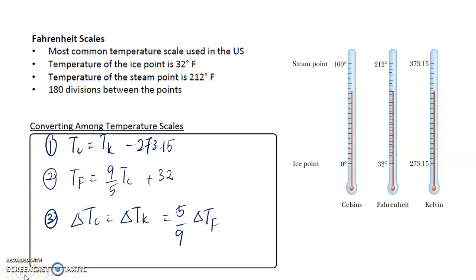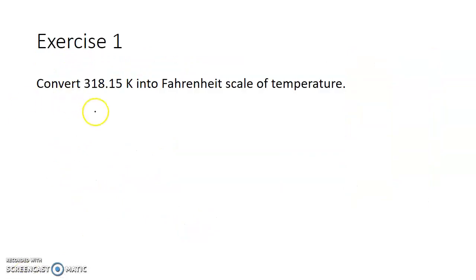Let's take a look at an example. Convert 318.15 Kelvin into the Fahrenheit scale of temperature. To do that, we firstly need to convert this Kelvin into degrees Celsius.